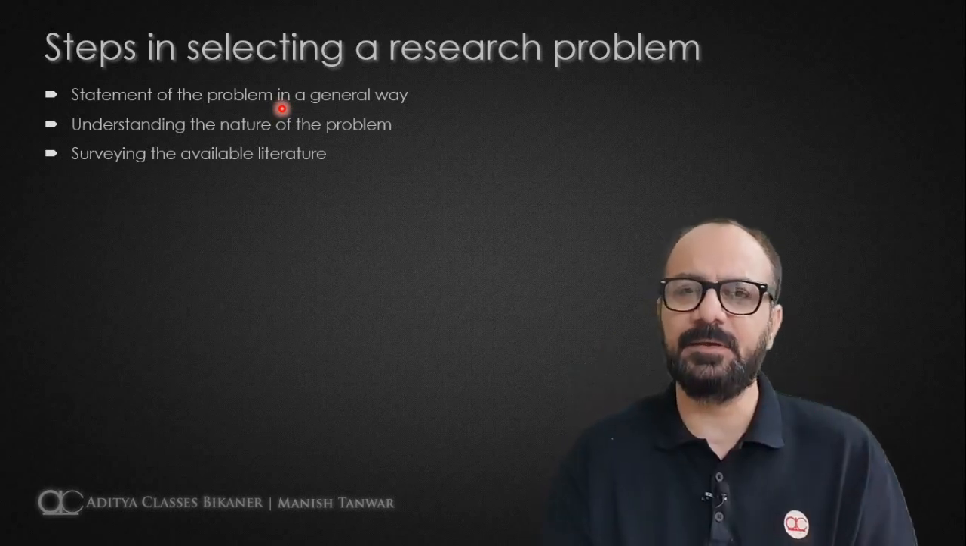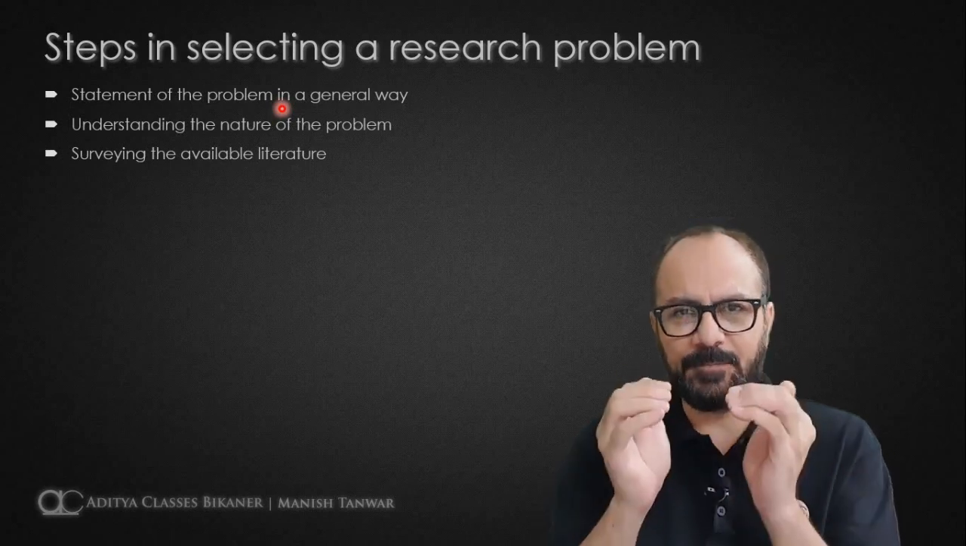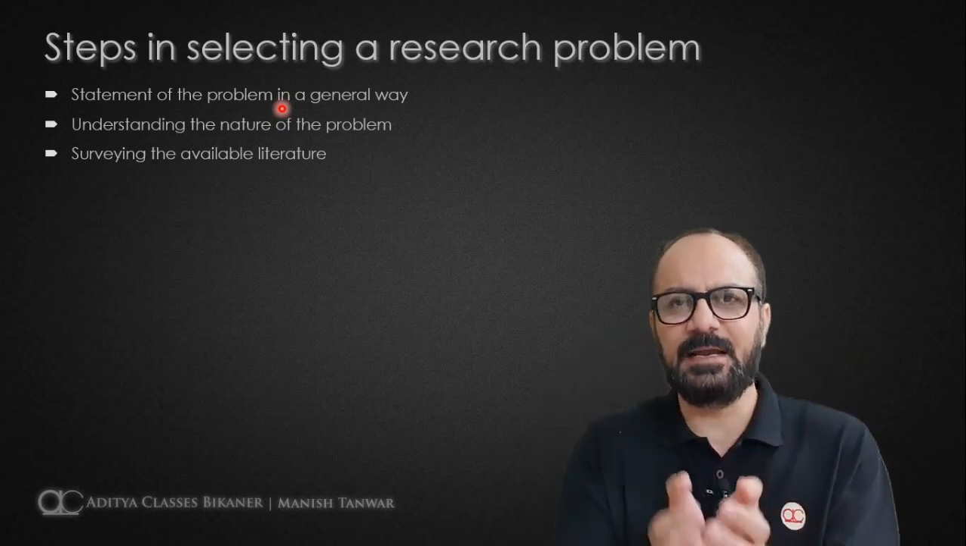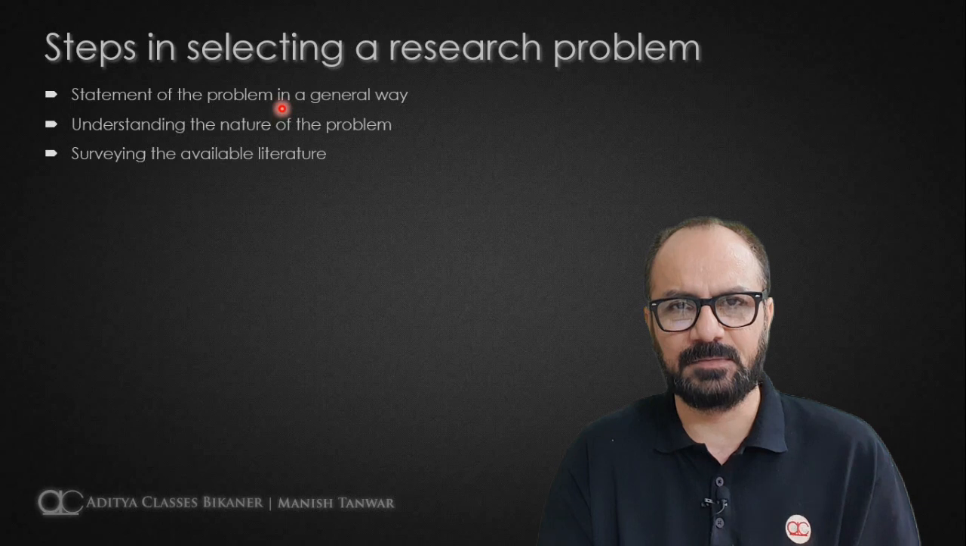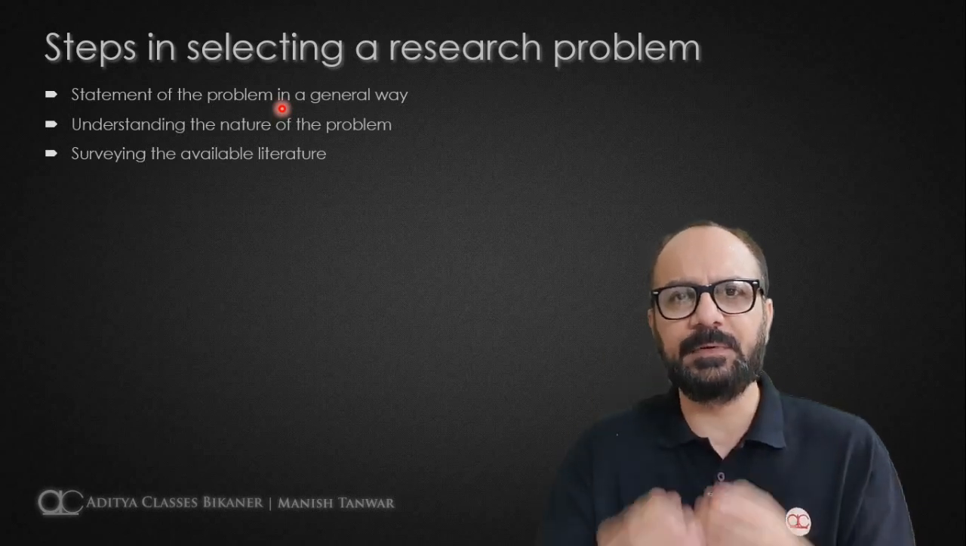Maybe it has already been invented. So the idea is, I have a problem, I try to understand the problem, I try to study the nature of the problem, and then I try to survey the available literature. Surveying the available literature is talking to people who know it, talking to people who have researched on it.